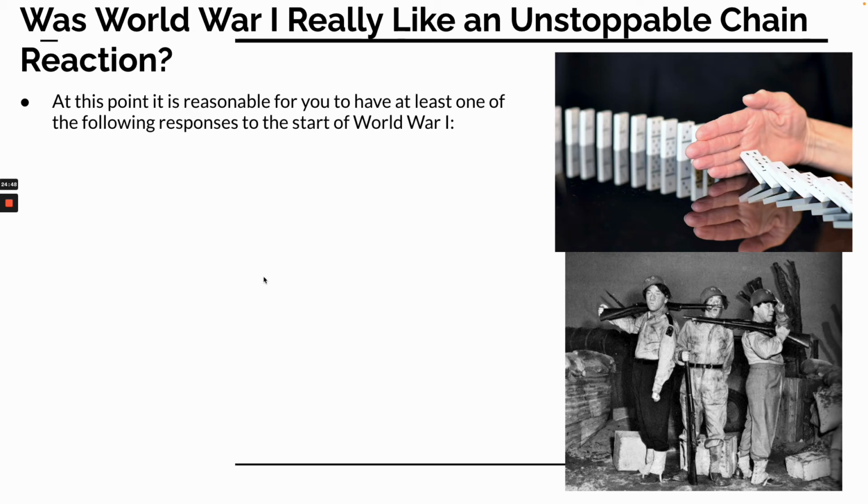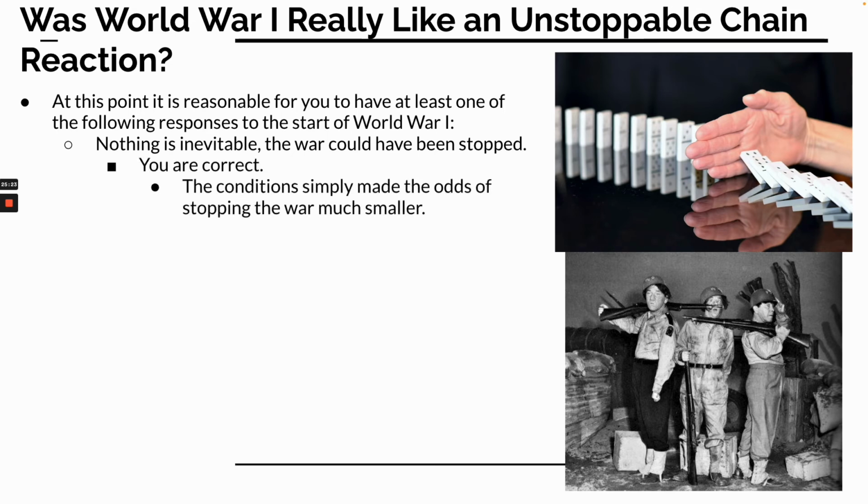Now, at this point, considering those different causes, I would perfectly understand if you had any one of these reactions, and maybe all of them to some degree. One, this is stupid. Right? No war is inevitable, and the war could have been stopped. And that is one criticism of how historians and political scientists talk about World War I. They call it overdetermined. Right? You can come up with so many reasons that it started that it sounds like it's impossible for it not to have started. And so you could say, well, that can't be right, because nothing's inevitable, and you're right. The issue here is that the conditions simply made it such that the odds of stopping a war once any kind of conflict started became much smaller. So it's not inevitable, but it's easy for people to make it look that way.